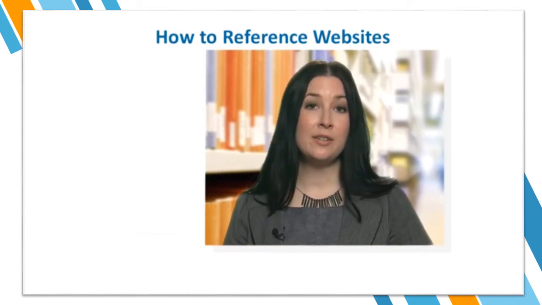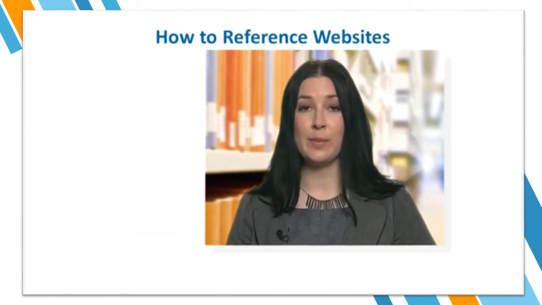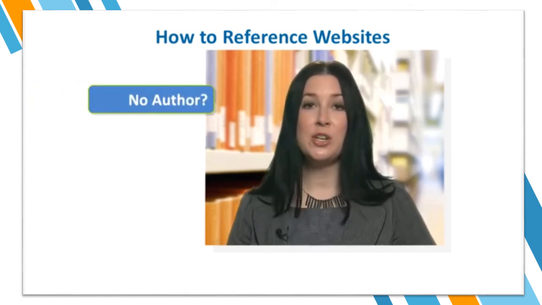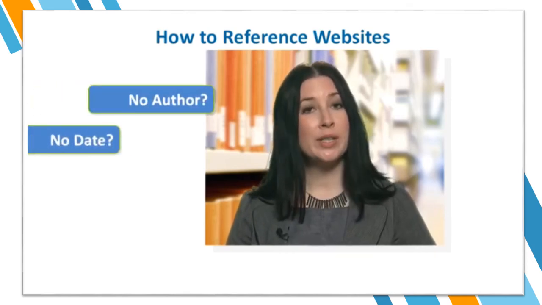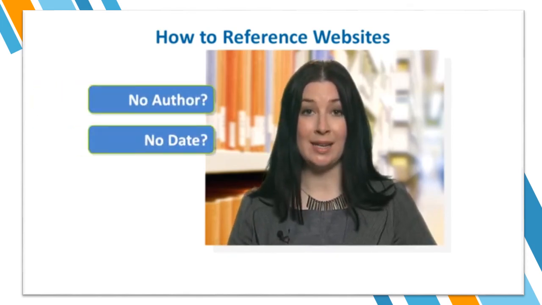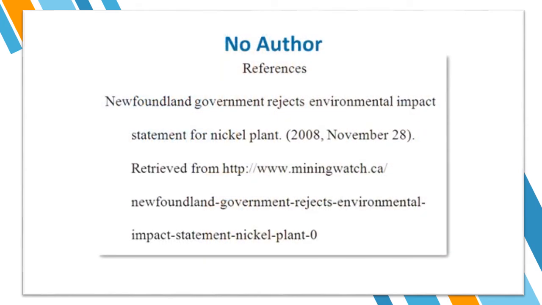However, it's often difficult to locate all the necessary information for websites. Often no specific author is given, or it's difficult to determine a publication date. If there is no author given, start with the title of the web page or web document instead, followed by a period, then the date in parentheses. If there is no date indicated, use the abbreviation N.D.